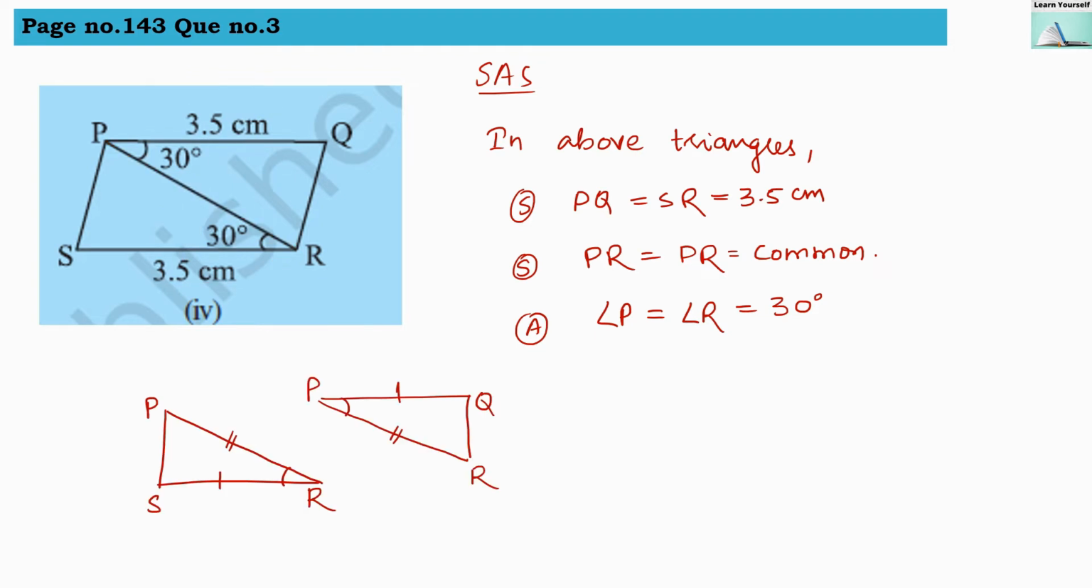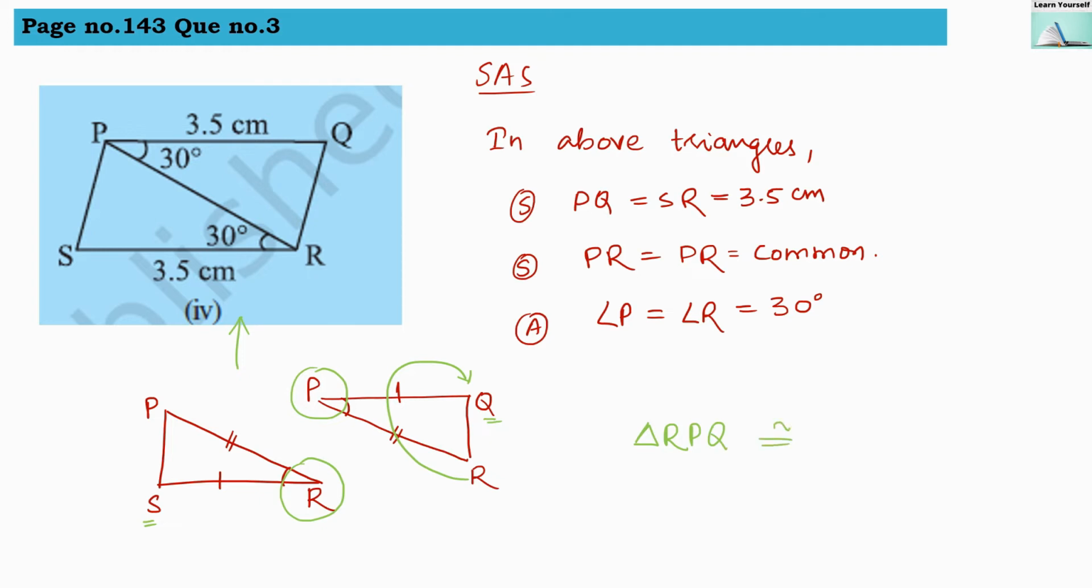Now, how to write the name and how to establish the congruency? So, these are the two triangles as given above. Now, this angle P is in congruence with angle R of this triangle. Here it will be a little tricky because PR is common in these two triangles. Only Q and S are different. So for the first triangle we are writing the name like RPQ in this manner.